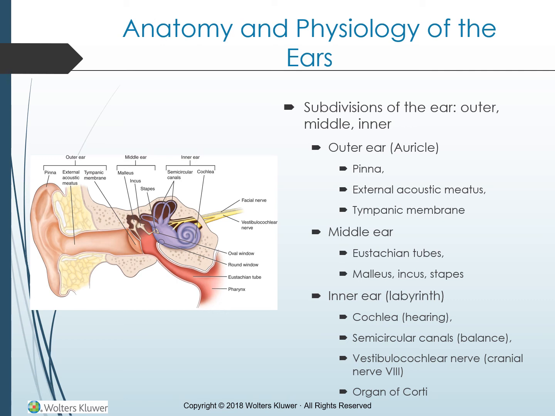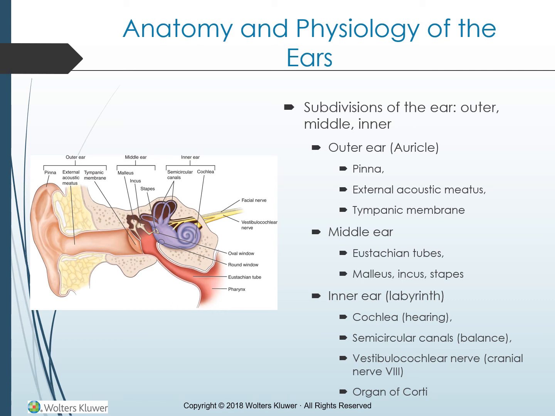Middle ear. The middle ear is a small air-filled cavity in the temporal bone. The eustachian tube extends from the floor of the middle ear to the pharynx and is lined with mucous membrane. It equalizes air pressure in the middle ear. A chain of three small bones, the malleus, the incus, and the stapes, collectively referred to as ossicles, stretch across the middle ear cavity from the tympanic membrane to the oval window.